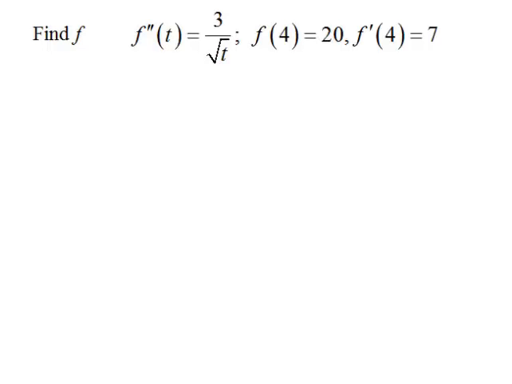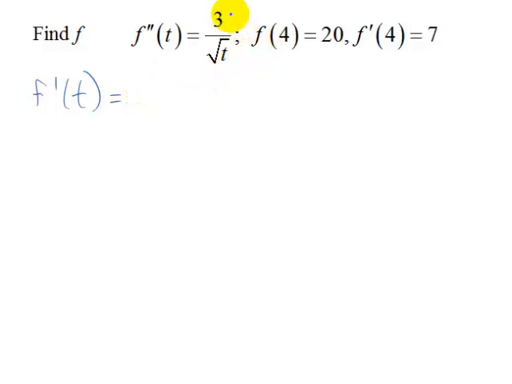Find f. We've got f double prime equals 3 over square root of t, and we've got a couple of values. f of 4 equals 20, and f prime of 4 equals 7. So in order to figure that out, we're going to go backwards one time first and find the first derivative, because we have the second derivative here. Doing an antiderivative, we'll be able to do that, and then we can do an antiderivative again to get back to the function.